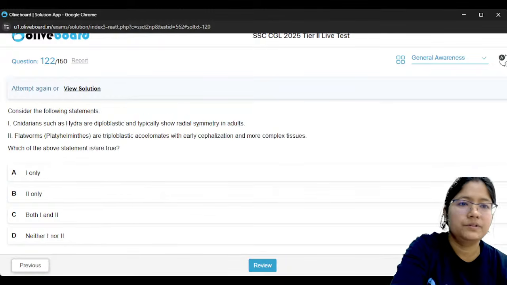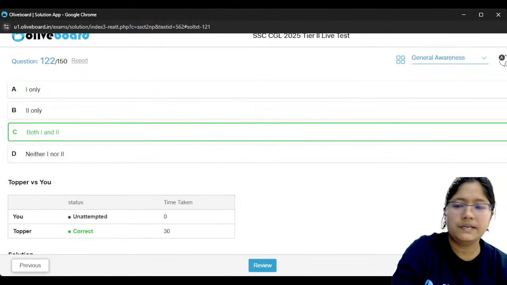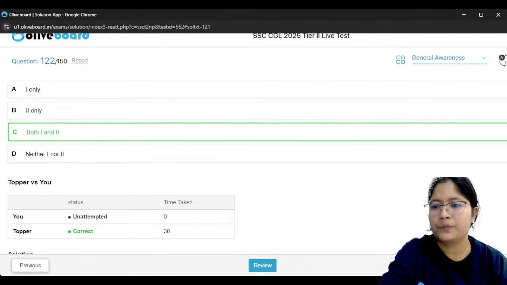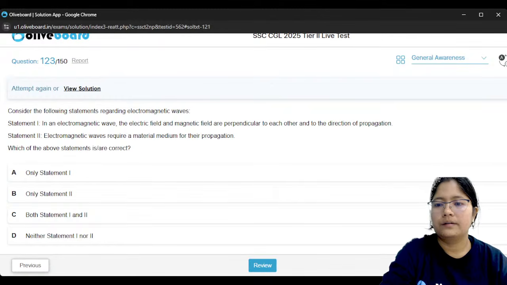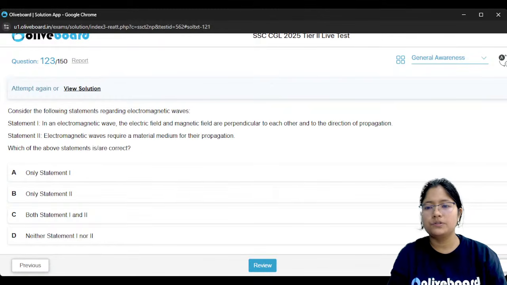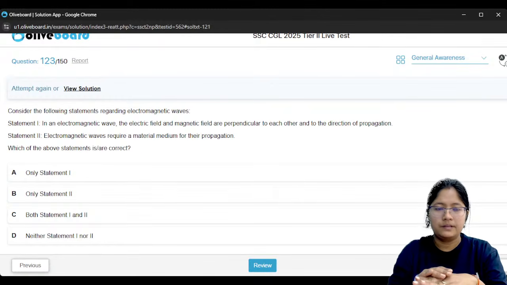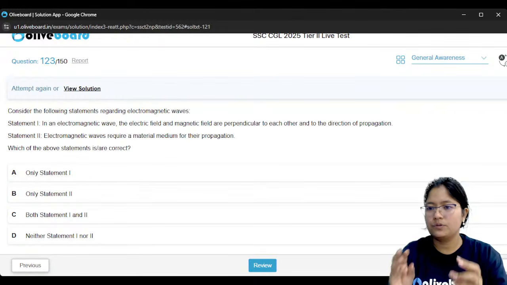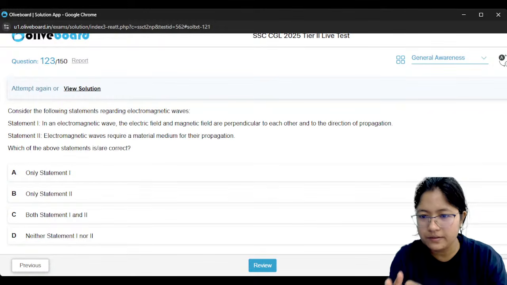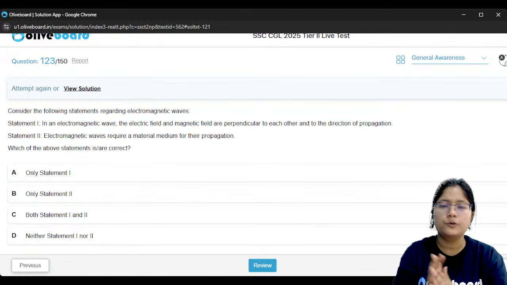Oh, we did not view the solution, no? C is the correct answer. Okay. See, in the case of humans also, we have 1 layer, then 2 layer, then 3 layer. I'll quickly explain this to you.